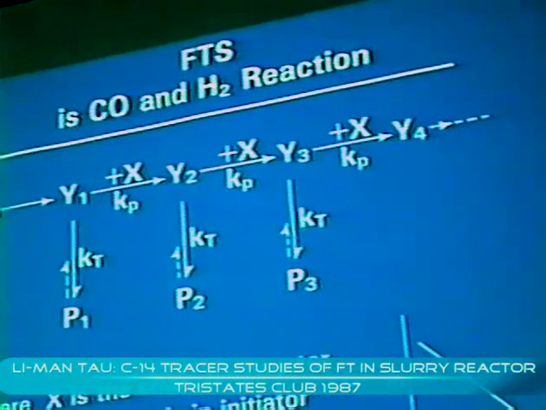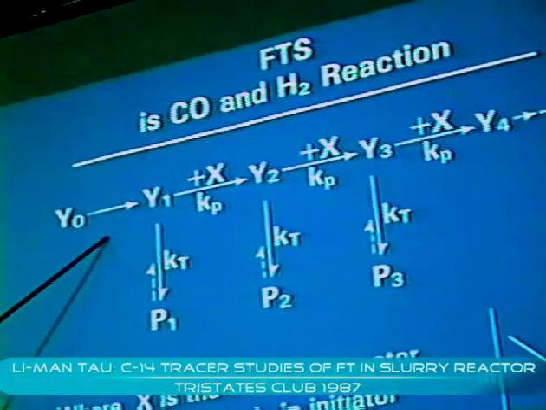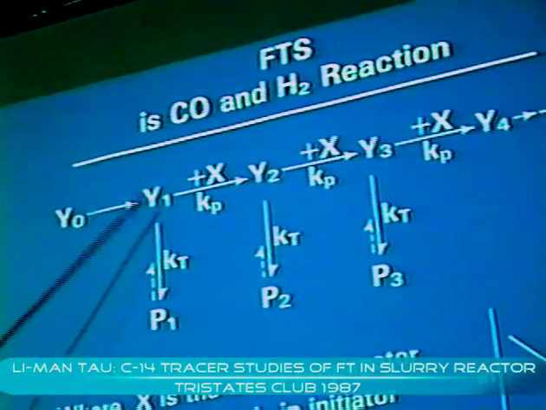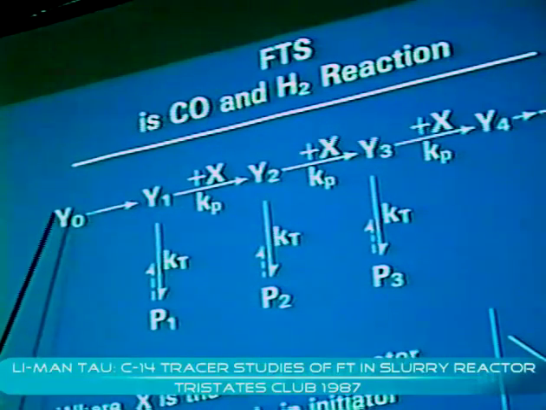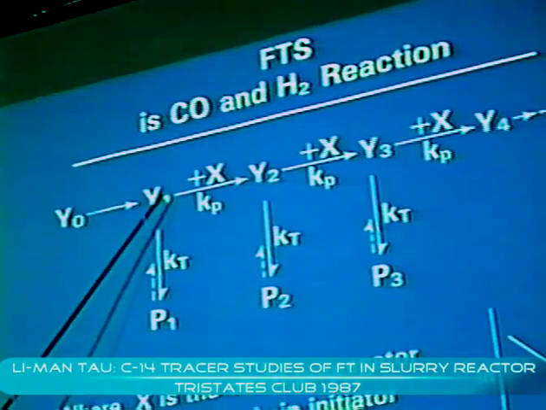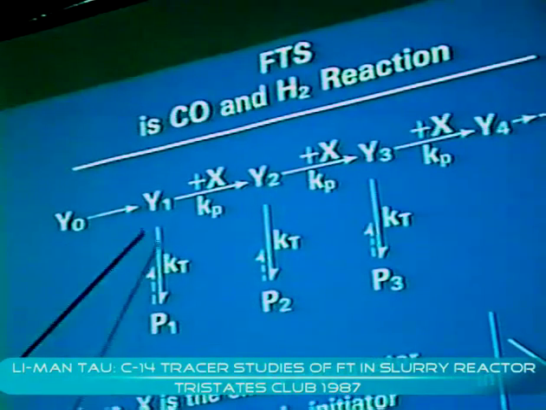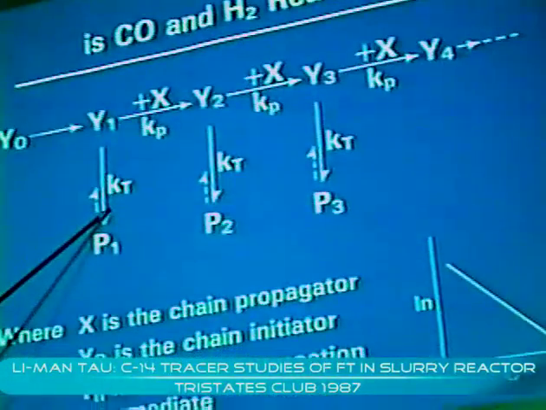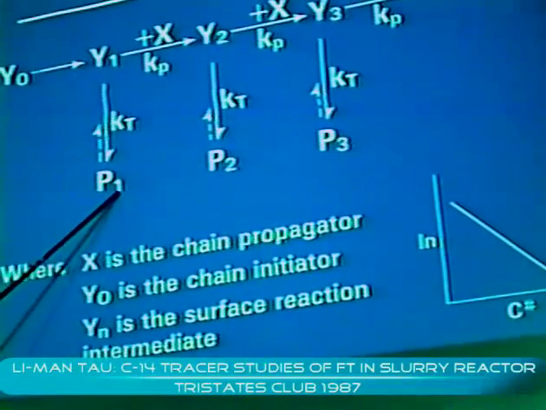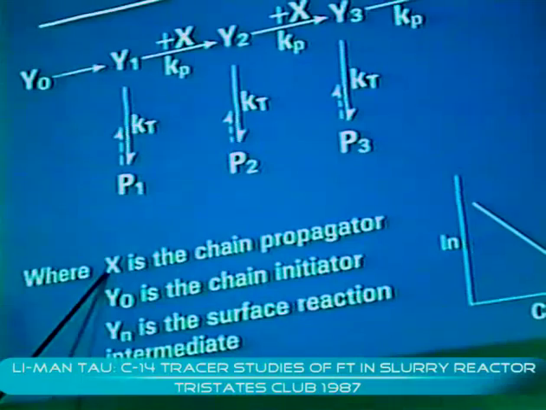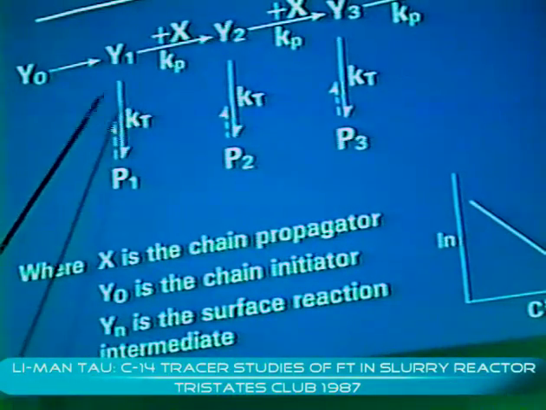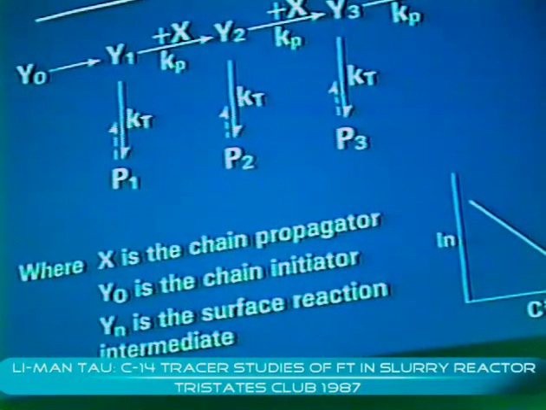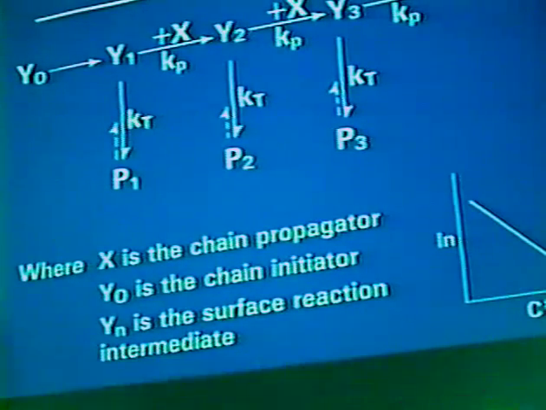A very common way is this generally accepted mechanism, in which CO can be dissociated on the surface and somehow form an intermediate. Then it has two ways to go. One is to go to the next higher hydrocarbon, or it goes through the termination step to form product. In here, X is the chain propagator, Y0 is the chain initiator, and Y is the surface reaction intermediate.